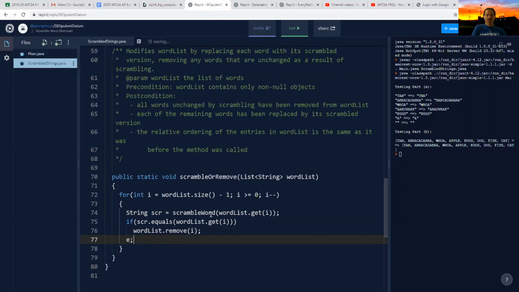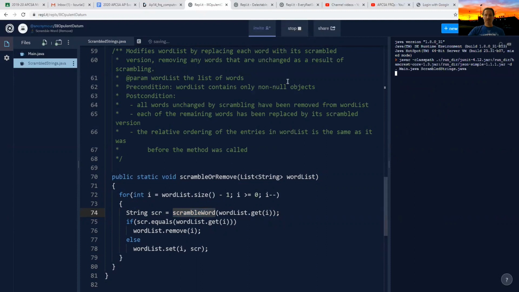Otherwise, if we don't remove it, that means that it was scrambled, and we need to replace it. And that's the set method. Remember, set is replace. So we're going to set index i to the scrambled version of itself. This is a void method. We're not returning anything. We're writing this code in the same class. The directions said that. Two related methods in the same class. So when you're writing code in the same class, you can locally call that first method without anything in front of it. All you have to do is hand that method a string, and it will hand you back a string.